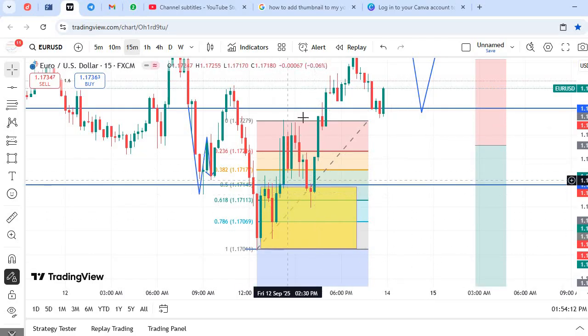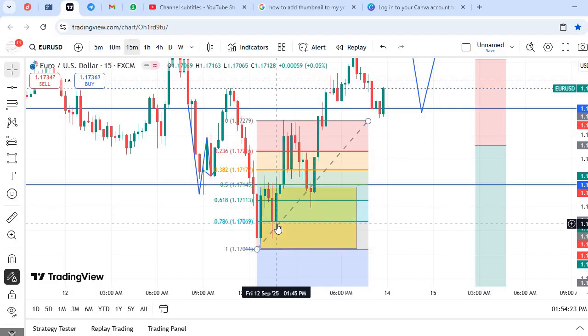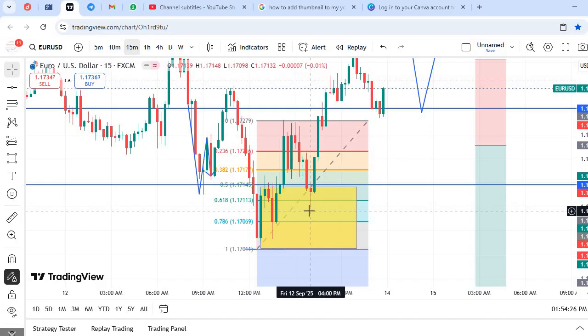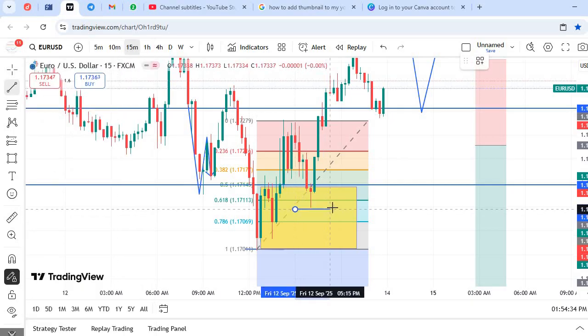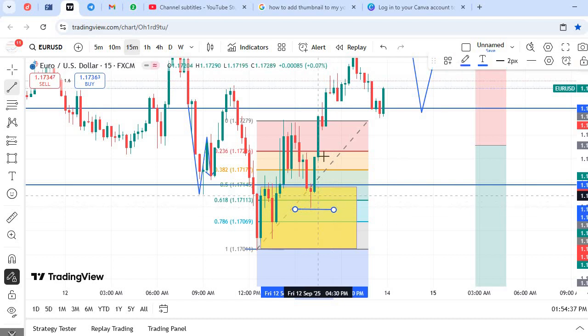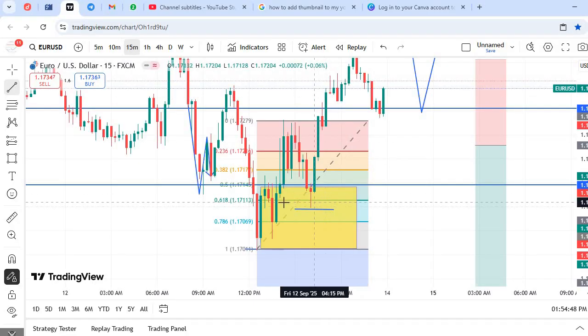And if we look at the chart, you will see that price got to 0.5. We also got to 0.618. Then in the middle of 0.618 and 0.78, that was where the retracement ended before we had a push up. So you can see that the end of the retracement was in the discount zone before a push up. So don't forget, always wait for that discount zone.